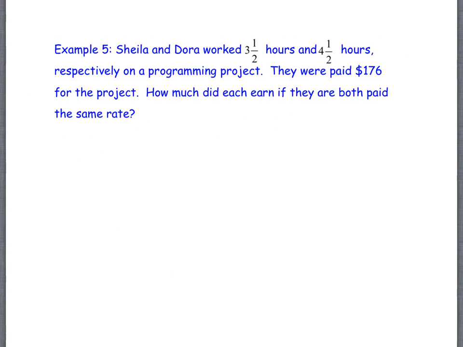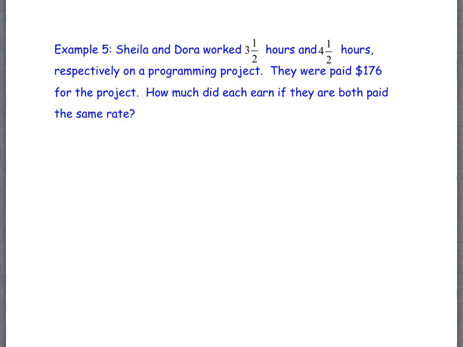So let's take a look at this one. This is Sheila and Dora, and they are working 3.5 and 4.5 hours respectively. That means Sheila worked 3.5, Dora worked 4.5, on a programming project. They were paid a total of $176 for the project. Okay? The question is, how much did each one earn if they were paid at the same rate?